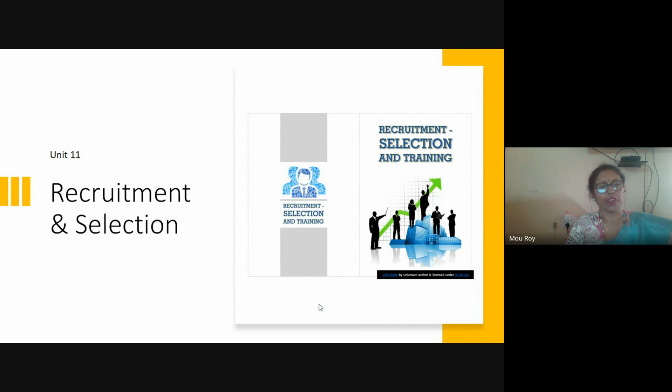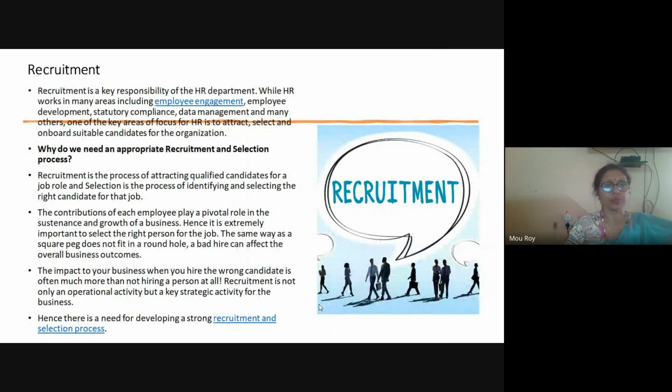What is recruitment and selection? Now, we all have a basic idea what recruitment is all about. But still, how the process takes place in an organization, we will let you know. So, recruitment and selection, basically when we talk about recruitment, it is the key responsibility of the HR department. And for the selection process, the recruitment takes place.